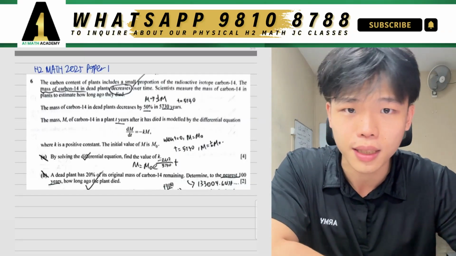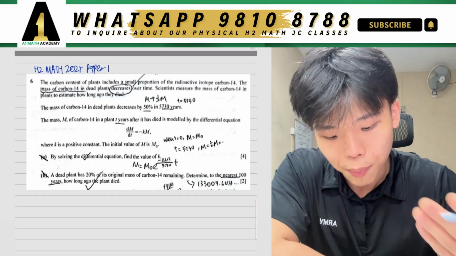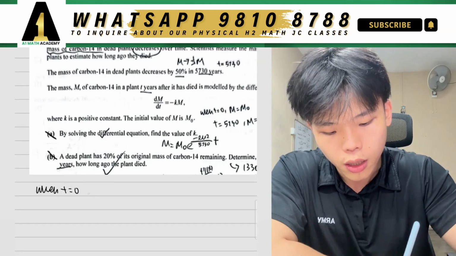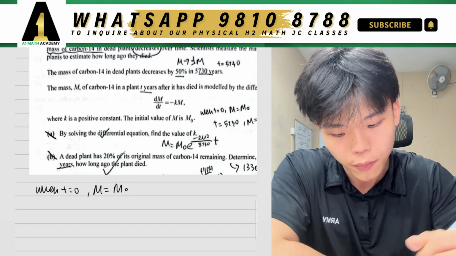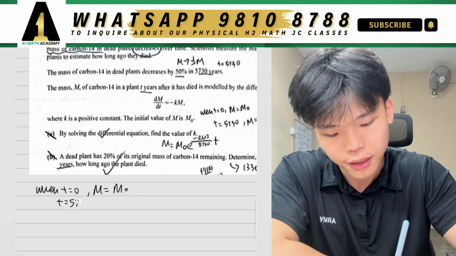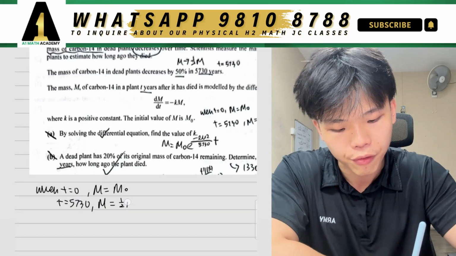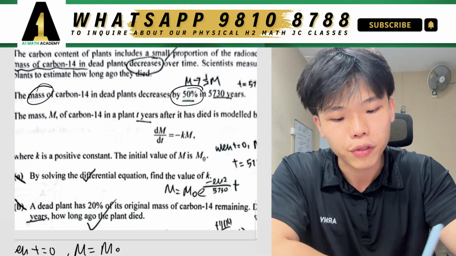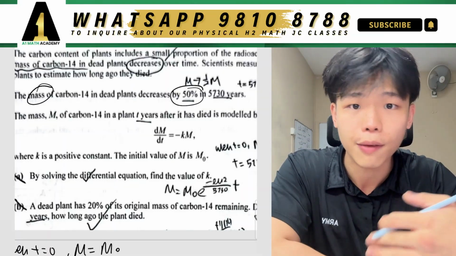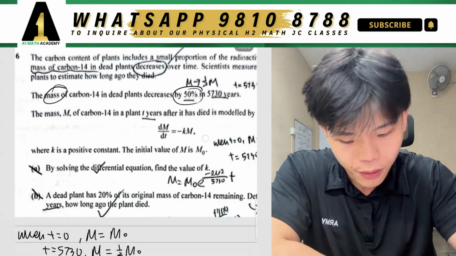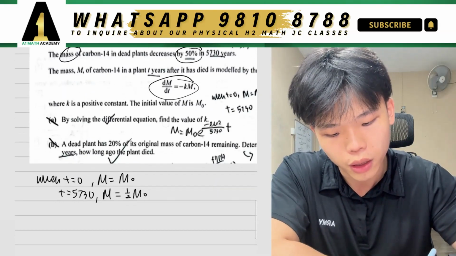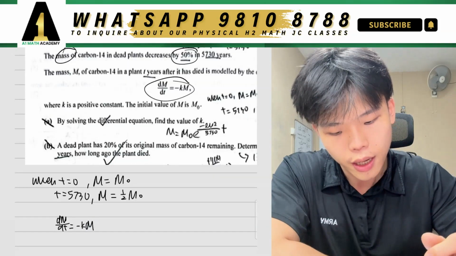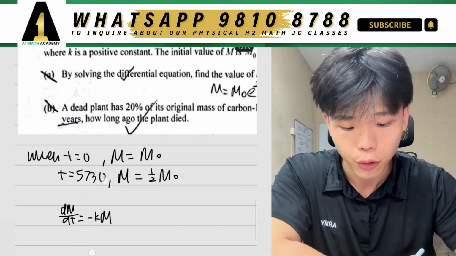But essentially, it's just about your C14 proportion inside a plant, right? And it's given that when time is 0, so when t is 0, my mass is essentially m0 over here. And it's given that when t is 5730, my mass becomes half of m0, because they say that the mass of the plants decreased by 50%. So it has to decrease by 50% from somewhere, and the somewhere is the m0. So we are given that the equation starts off as dm/dt is negative km, and we are asked to solve the differential equation to find the value of k.